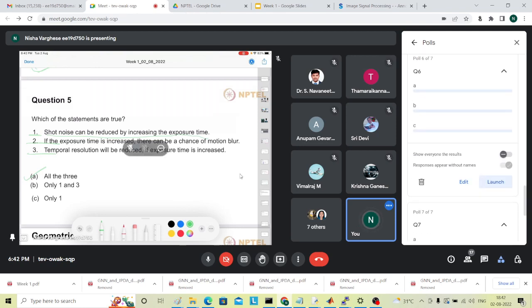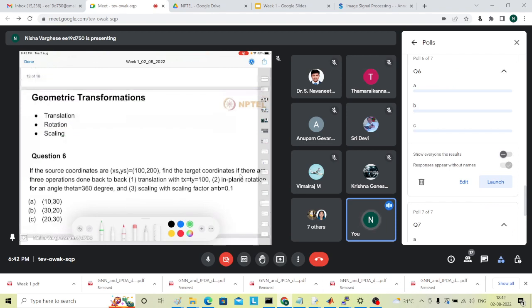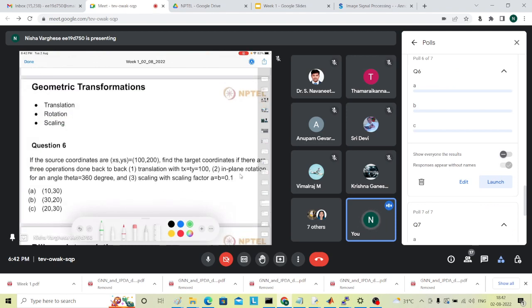Then the next question. Okay, then comes geometric transformation. That is an important topic, and the assignments are based on this topic. So we have three transformations covered in the last week's videos: translation, rotation, scaling. So you know the equations and all, right.